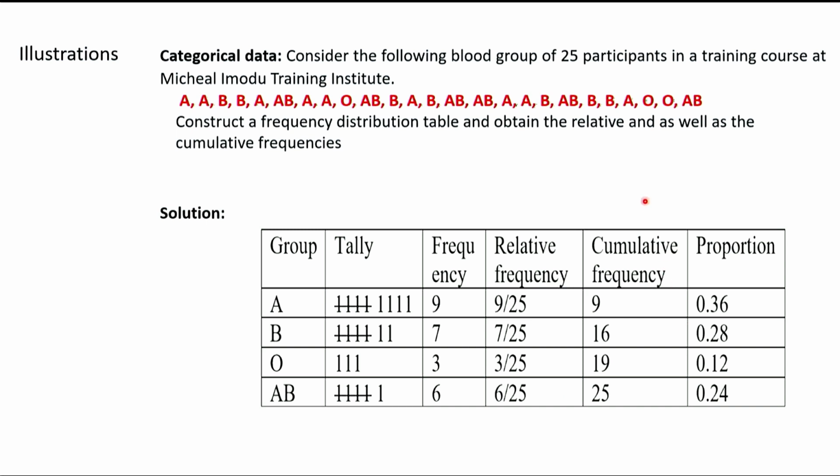For the cumulative, you take the first one, which is 9. You add it to the next frequency, which is 7. You add 16 to the next frequency, which is 3, giving 19. Then 19 added to the last one will give us 25. The last column is just the proportion, a repetition of the relative frequency.